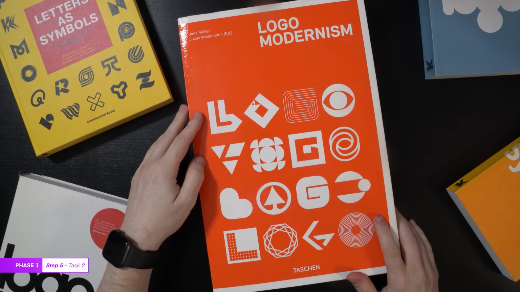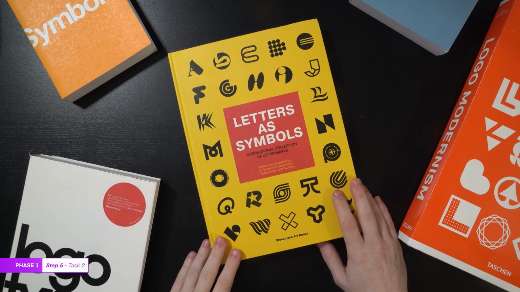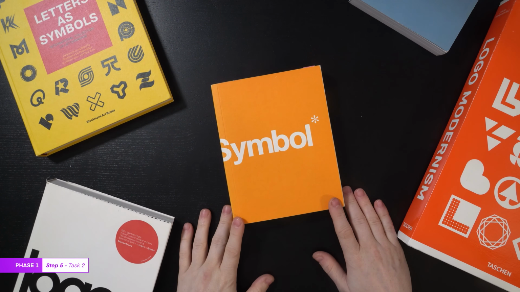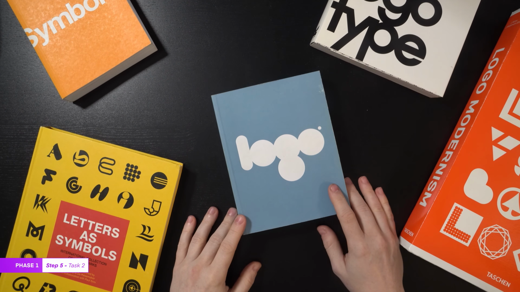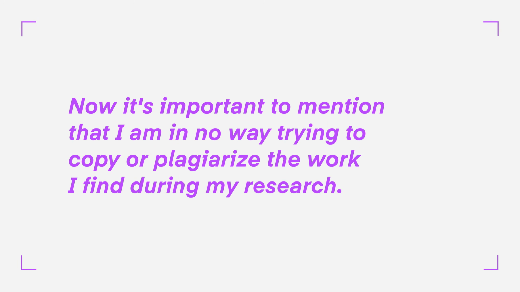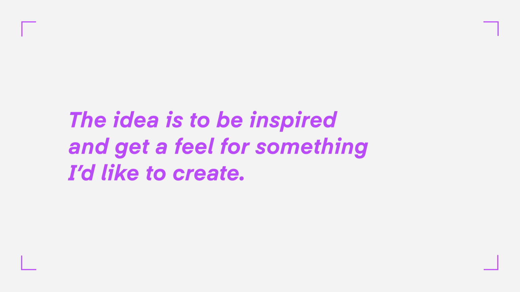When I am aware of the direction I am going in, I like to look at various books to see any examples that may be in the same ballpark. It can help to see which style may be appropriate for my design. Now, it's important to mention that I am in no way trying to copy or plagiarize the work I find during my research. The idea is to be inspired and get the feel of something I'd like to create.